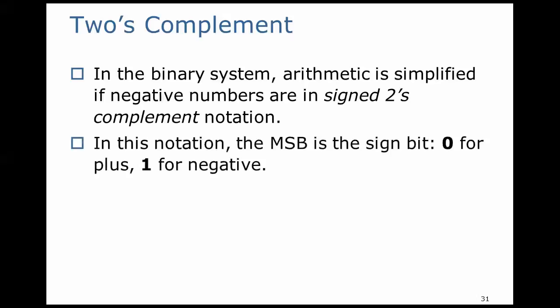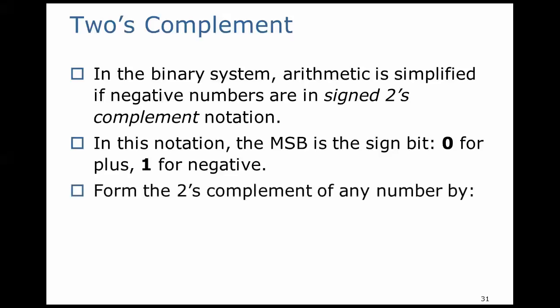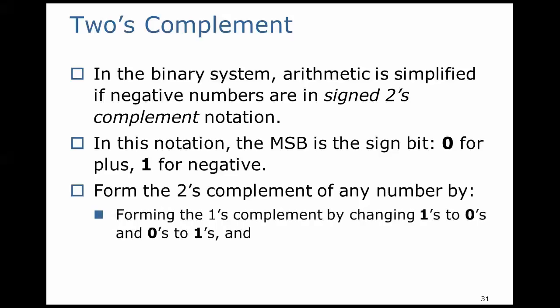In this notation, the most significant bit is the sign bit, so it's 0 for positive and 1 for negative numbers. We form the twos complement, just like we did the tens complement of any number, by first forming the ones complement and then adding 1. This is analogous to forming the nines complement when we were doing decimal subtraction and then adding 1. Here we're going to do the ones complement.